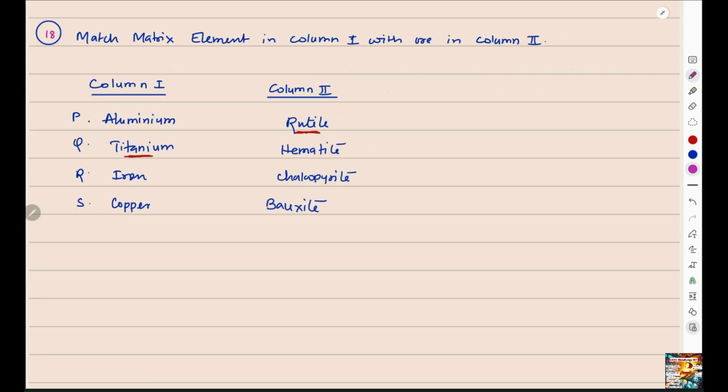In this question we have a match matrix, where we have to match the element with the ore. Aluminium comes from bauxite, iron comes from hematite, copper comes from chalcopyrite, and titanium comes from rutile. So this is the correct matching. Moving to the next question.